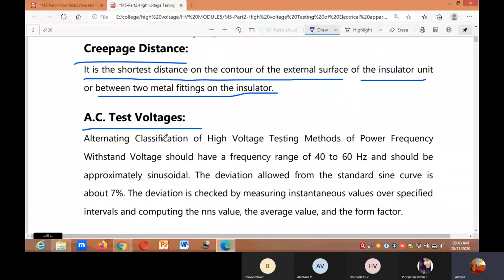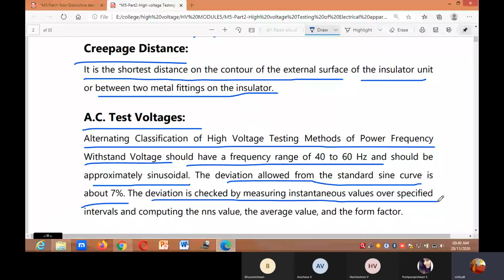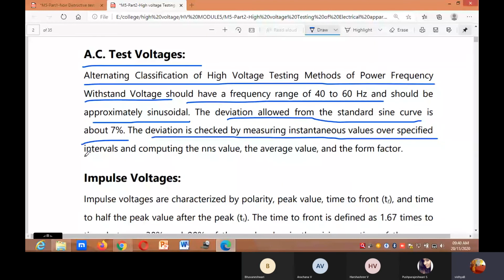Next, AC test voltages. The alternating power frequency withstand voltage should have a frequency range of 40 to 60 Hz, and it should be approximately sinusoidal. The deviation allowed from the standard sine curve is about 7%. The deviation is checked by measuring instantaneous values over specified intervals and computing the RMS value, the average value and the form factor.